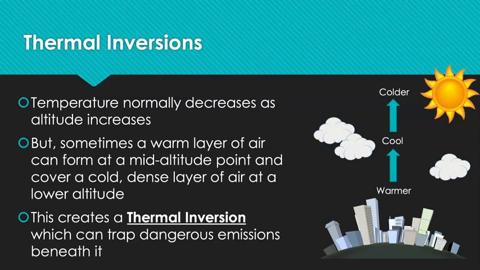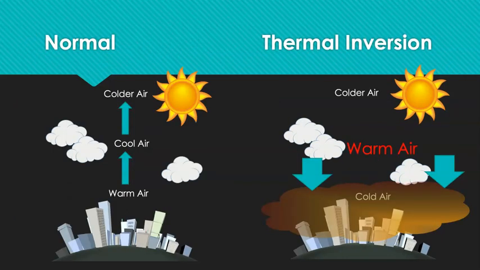And the problem with these thermal inversions is they can trap very dangerous emissions or pollution beneath them. So if you take a look at the left, you can see our normal conditions. Again, warm air closest to the Earth getting cooler as you go into higher altitudes. With a thermal inversion though, instead of warm air being closest to the Earth, it's actually air that's a little bit colder, and then a warm air layer gets formed above that. Well, what happens is that warm air basically traps pollution within that colder bottom air layer.